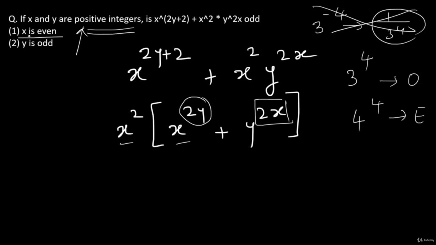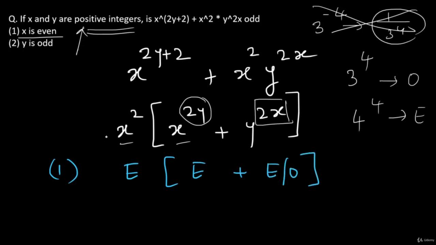Alright, so as per the first statement, when x is even, you have even, x square is even, into x to the power 2y is even, plus y to the power 2x is either even or odd. So you have even or odd. So definitely this product will be even, right? Even into anything is even. So this statement alone is sufficient.